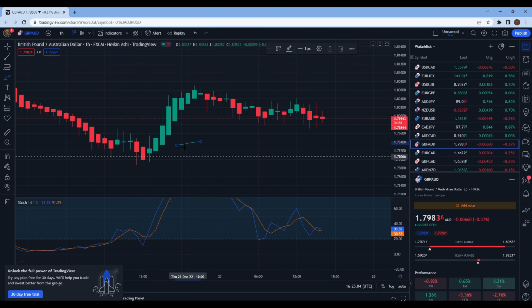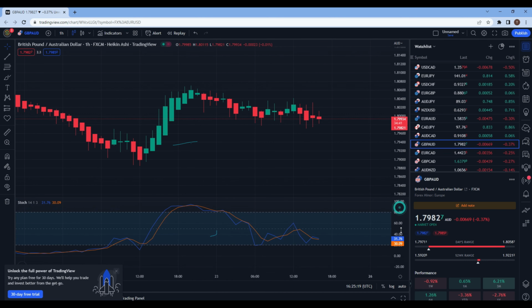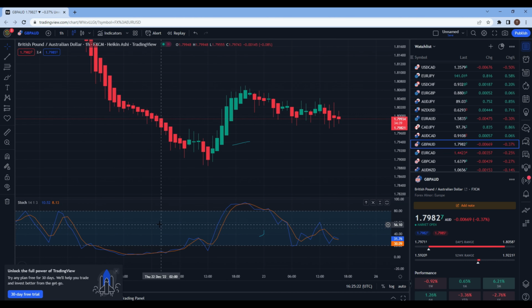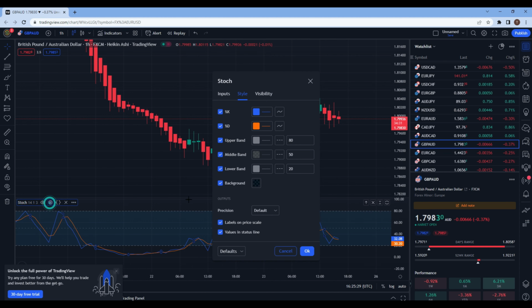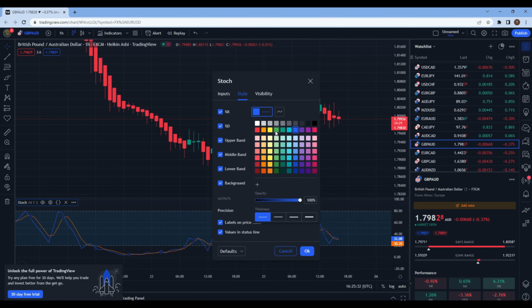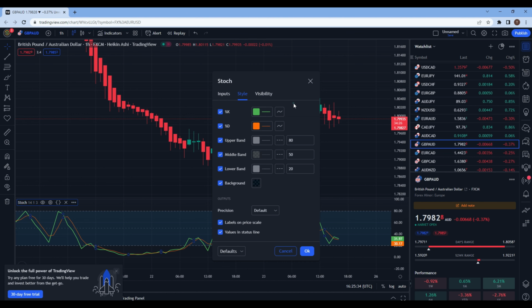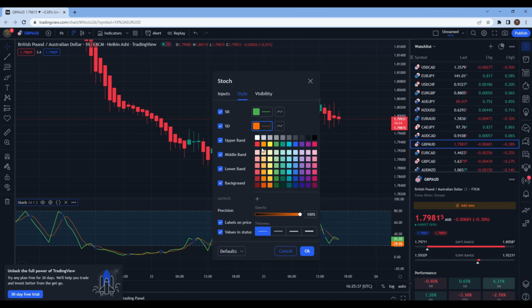So this is the strategy I talked about in the previous video, a recap of what I told you there. But now I have been tweaking and working on this strategy, so today we will talk about the divergences. First of all, we have to change the colors of these lines so we can see them clearly. Click on the settings here and make this blue one green and a bit thicker, and make the orange one red and a bit thicker like this.